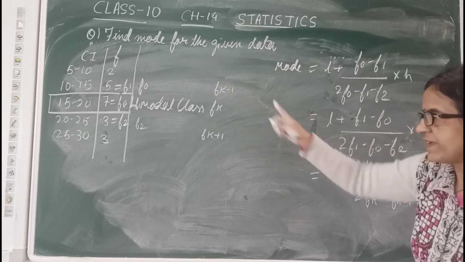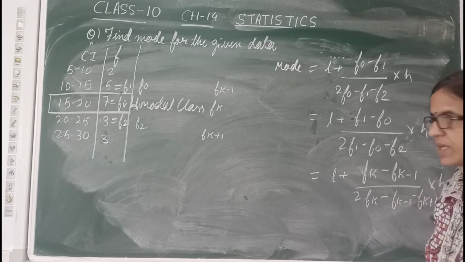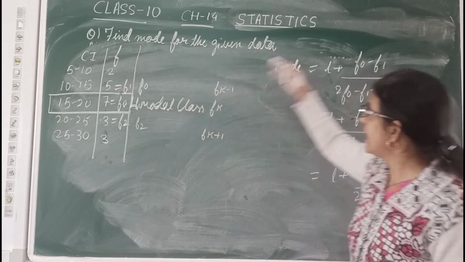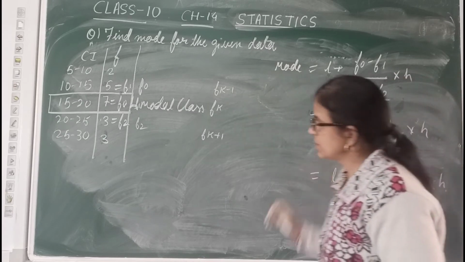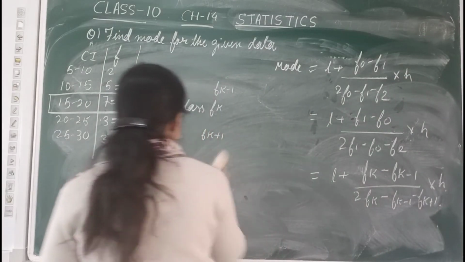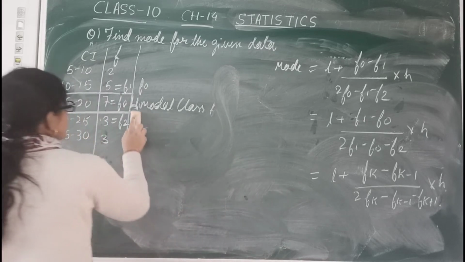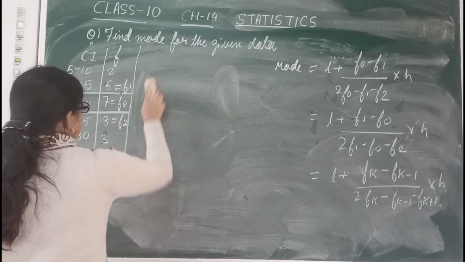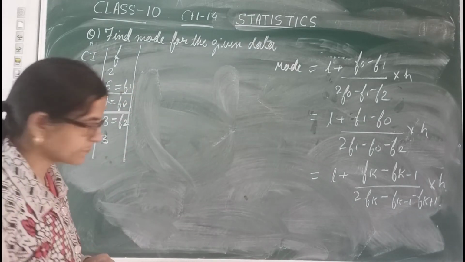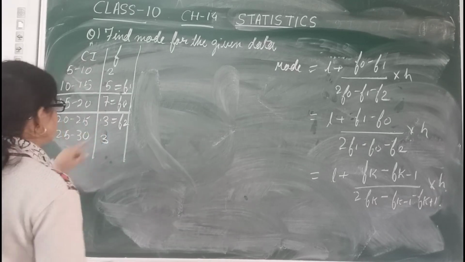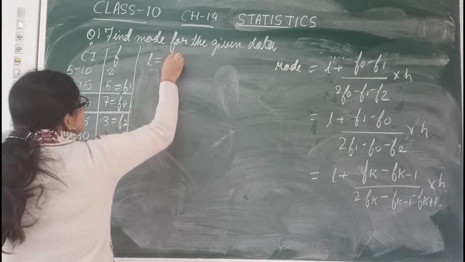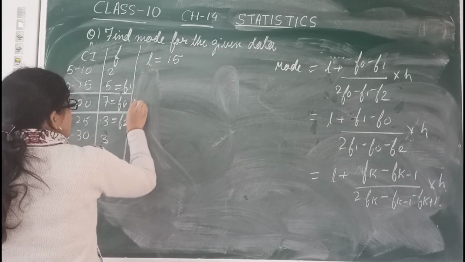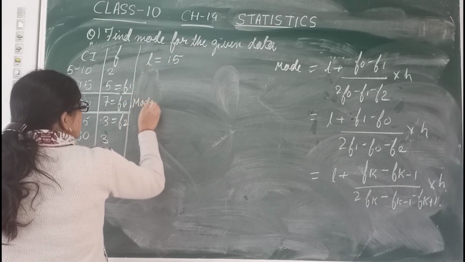The supposition of F0, F1, F2 is your choice. Accordingly, you write it over here and then write the formula. Don't be confused. So now let us calculate. I have explained this according to the other book so that you should not be confused about why it is supposed like this. Now L equals lower limit of the modal class; this one is the modal class.